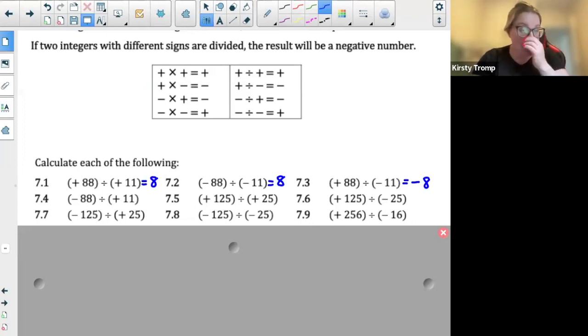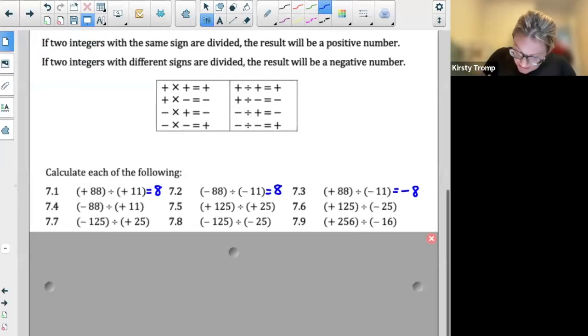All right, guys, I want to do these ones very quickly with you because I want to get to any questions you have for homework. I know there were one or two in the chat. So let's have a look. I've got a negative divided by a positive, which gives me a negative. 88 divided by 11 gives me 8.